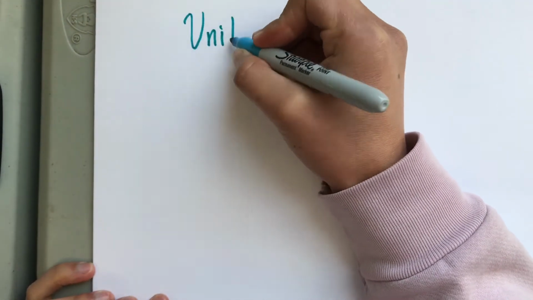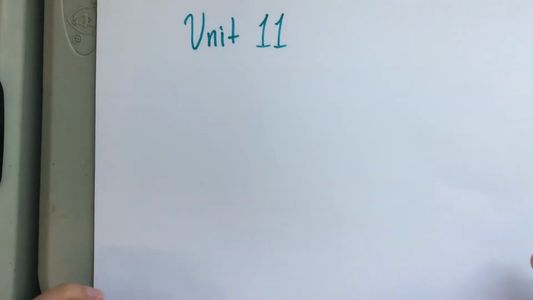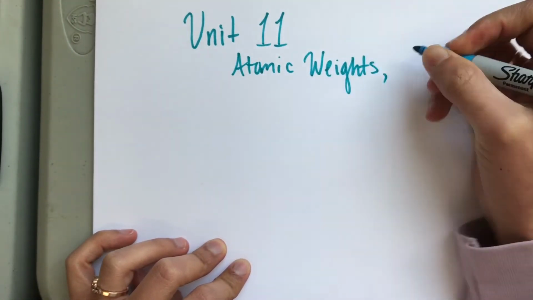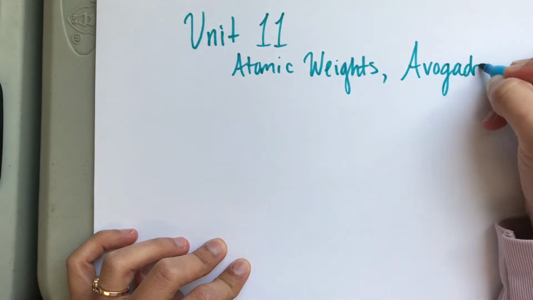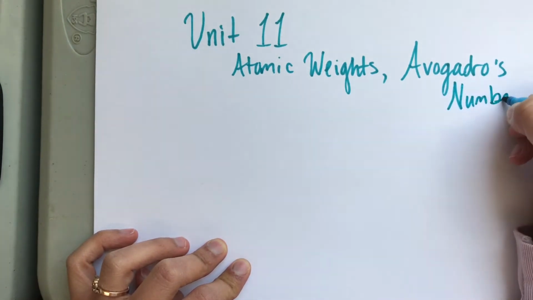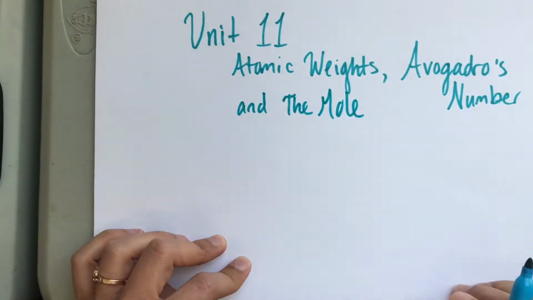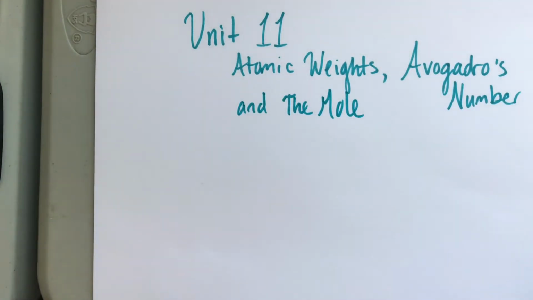Welcome to General Science. Today we are talking about a new unit. In this unit we're going to talk about atomic weights. We're going to talk about this cool number called Avogadro's number. It's just named after a dude named Avogadro. And then we're also going to talk about the mole. The mole and Avogadro's number are super interrelated.